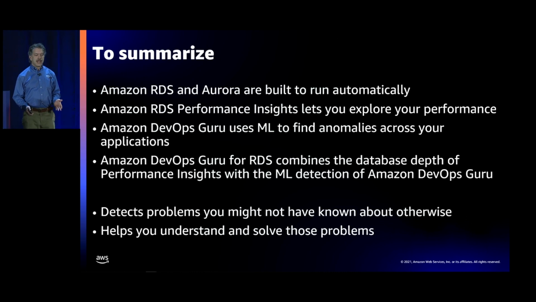RDS and Aurora are designed to take care of the complicated parts of running a database. But performance issues are one of those complicated parts of running a database. And until today, we only really had Performance Insights to help you shine a ray of light into that topic. And it wasn't really automated. But now we have DevOps Guru for RDS. Using ML and all our experience managing Amazon databases, we're going one step further towards making performance management one of the automated parts of our managed database services.